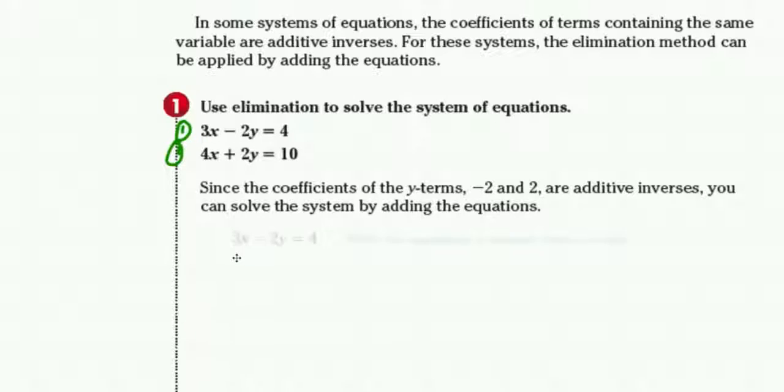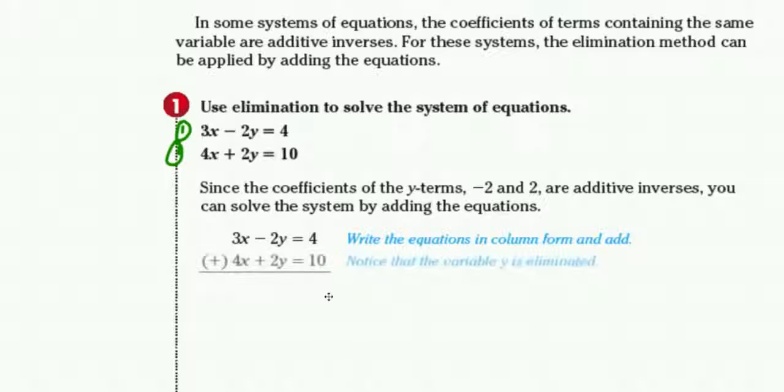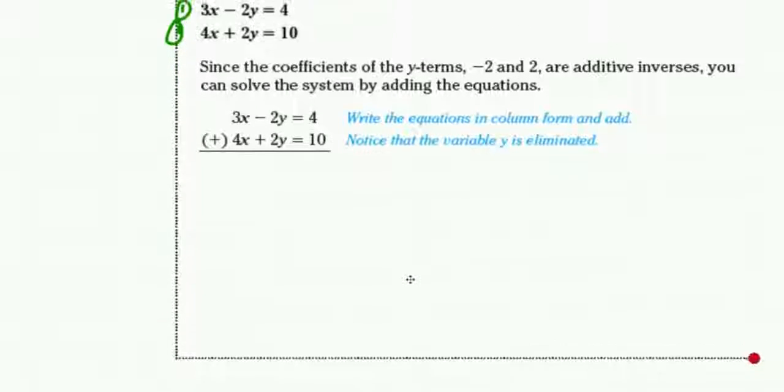So we write the equations in column form, with 3x minus 2y equals 4 as the first one, and then we simply add them. Notice that the variable y in this case is eliminated, so this variable y becomes 0, and you now have 7x equals 14. Then we simply solve for x, that becomes x equals 2.